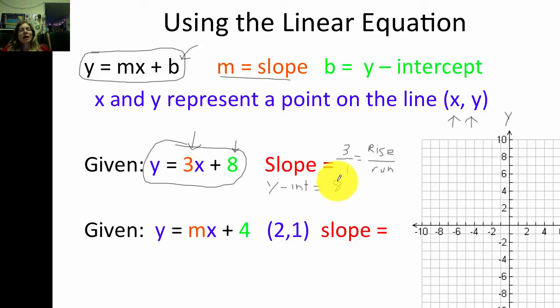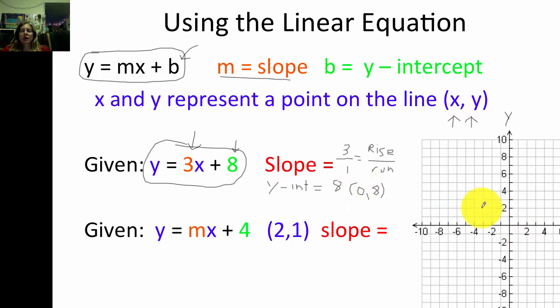But remember, the y-intercept is a point on the line. It's an entire point in and of itself where x is always equal to 0. And I did a video about that. Because it's a point on this line, this equation represents a line, then it's the point that crosses the y-axis. So let's start from there and draw the line. We can draw it because we have enough information now.